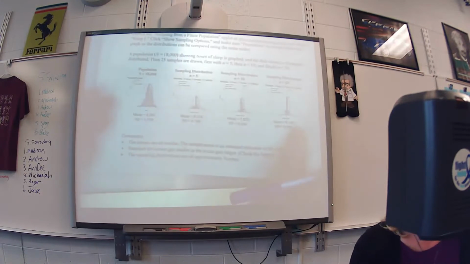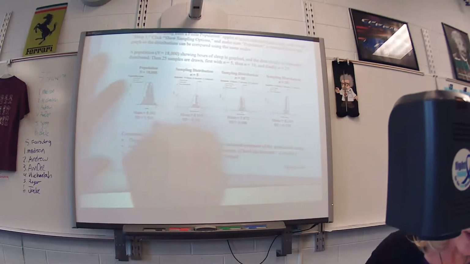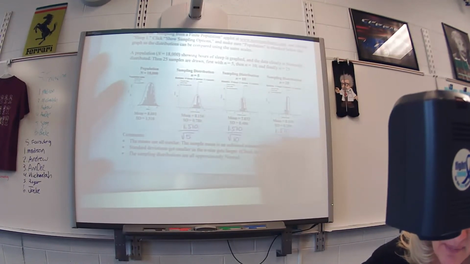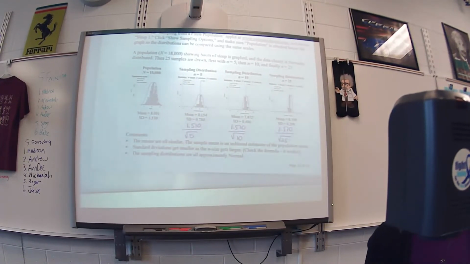Okay, and you could confirm that on any one of these. You could take the 1.5 and divide by the square root of 5, 1.5 divided by the square root of 10, and then divide by the square root of 25. And they all come out to be pretty close, okay?